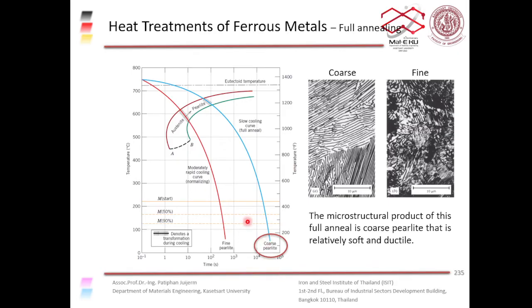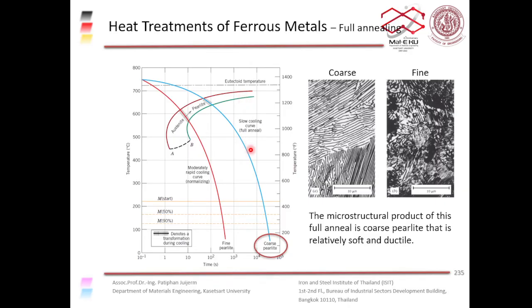And also you have the red and green line. These are the transformation lines, right? So we have temperature, time, and transformation. So this diagram is therefore called a TTT diagram, time temperature transformation diagram. We will look at this diagram a bit more later on. But you can see that the red line is the start of transformation from austenite to pearlite, and the green line is the finished transformation.